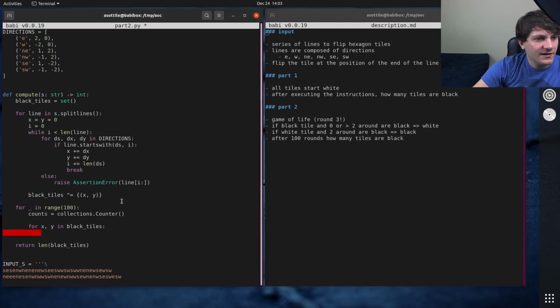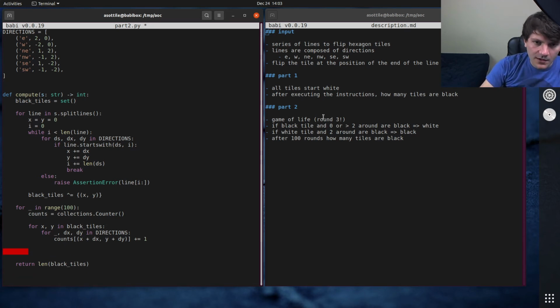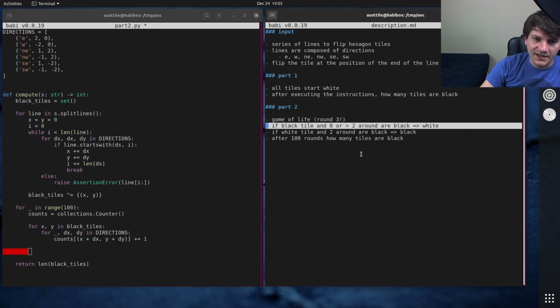So for x, y in black tiles, and for underscore, dx, dy in directions, counts of x plus dx and y plus dy plus equals 1. So this will mark the counts there. Then we need to do this. If it's a black tile and 0 or greater than 2 are black, it becomes white.